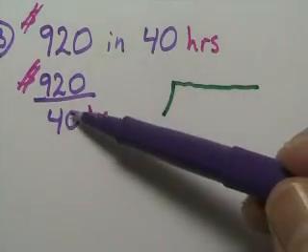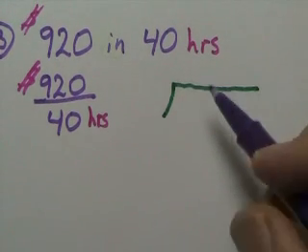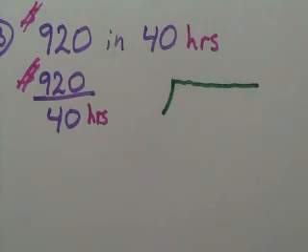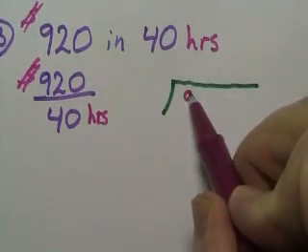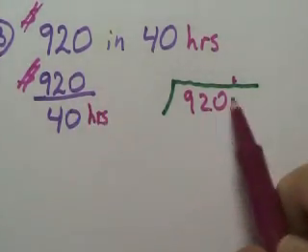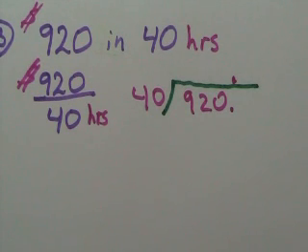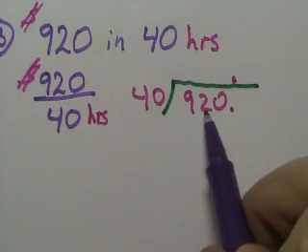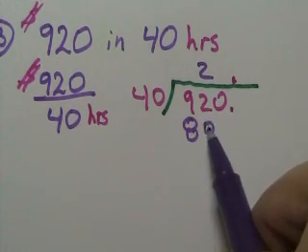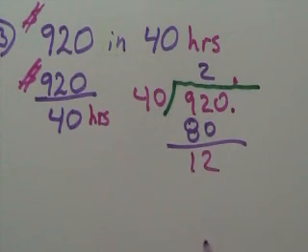Now, if you want to, you could start reducing, like, 10 and 10. You could cross off these zeros and have 4 into 92. I'll just do it the longer way, though, because that's just the way I am. So, let's see. If I have $920, bring the decimal straight up. Top number always goes in the box. Then you have 40 on the outside. 40 goes into 90 twice, right? Because that would make it 80. And that would leave you 12 left over.